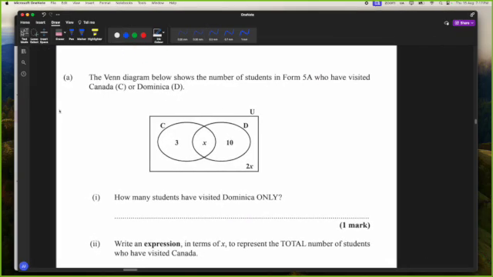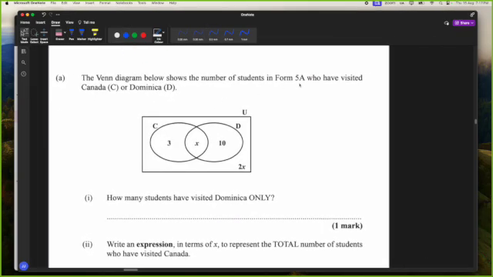So the Venn diagram below shows the number of students in Form 5A who have visited Canada or Dominica, right? So as seen here, it has 3 students who visited Canada only. It has 10 students who visited Dominica only. It has x students who visited both of them, and it has 2x students who visited neither. How many students have visited Dominica only? 10 students.